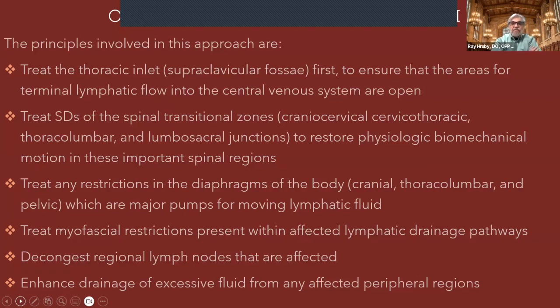Secondly, we can look at either these transitional zones, or another way to look at it is to treat what we would call the extrinsic pump. And most people refer to that as the thoracoabdominal diaphragm, meaning that's the major muscle that functions to help with thoracic respiration and to move a lot of the lymphatic fluid throughout the body, throughout the day. So we want to make sure that the thoracoabdominal diaphragm is working properly.